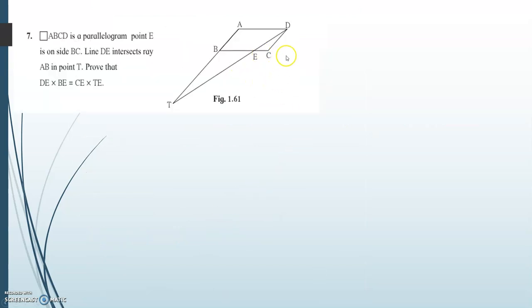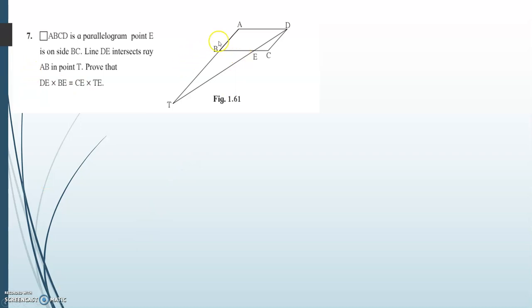Quadrilateral ABCD is a parallelogram. Point E is on side BC. Line DE intersects ray AB in point T. Prove that DC into BE is equal to BC into BT.